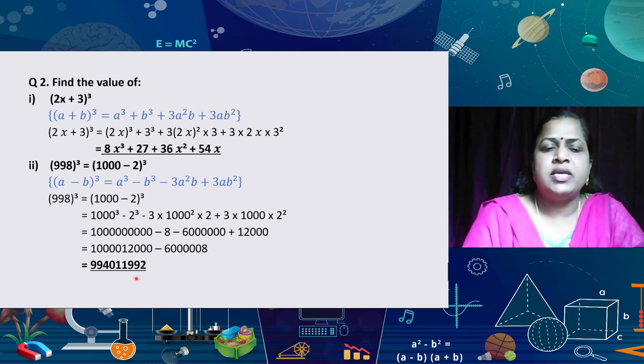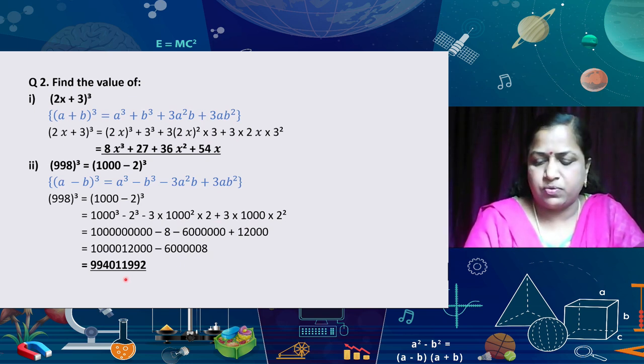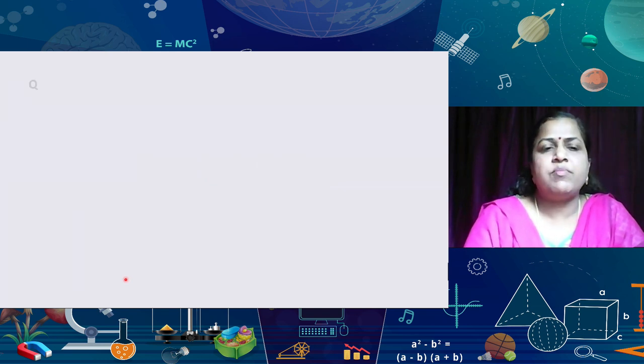So easily we can solve this by using, without multiplying 3 times, we can easily find the answer of 998 cube by the identity (a - b) whole cube. Now coming to the next part, by using the same identities, how can we factorize questions?